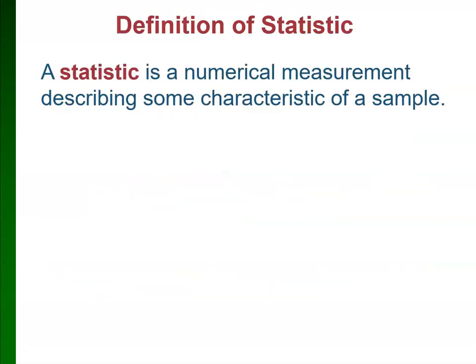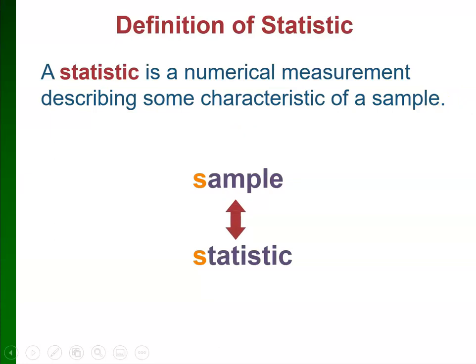There are two more terms that we're going to talk about. First, we want to look at the definition of the word statistic in this course. We have the study of statistics overall, which is a different thing, but when we talk about a statistic, we're talking about some kind of numerical measurement describing some characteristic of a sample. So if we have a sample and we get a numerical measurement from that, that always gives us a statistic. The thing to help you remember this is that sample and statistic both start with an S.